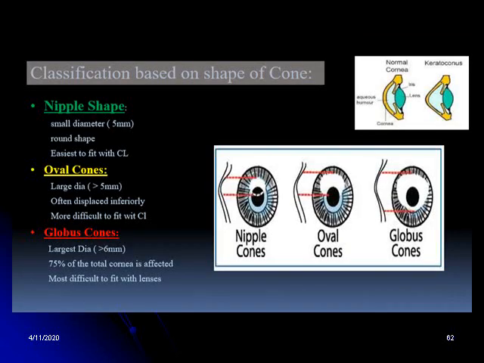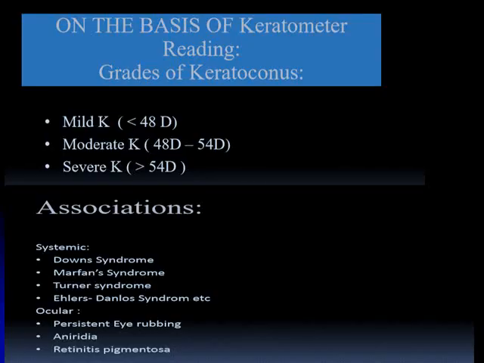And there are different modalities of classification. This is a clinical classification of keratoconus according to the shape of the cone. It can be a nipple cone when this is central, an oval cone, or a globus cone that involves the whole cornea. This is the clinical classification, because there is another classification based on topography or keratometry. Like this, when it is mild, less than 48 diopters, or moderate, between 48 to 54 diopters. This is the dioptric power of the cornea. So we have two modalities of classification: clinical classification and classification based on keratometry.